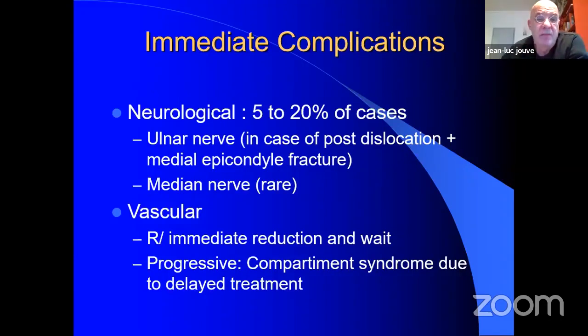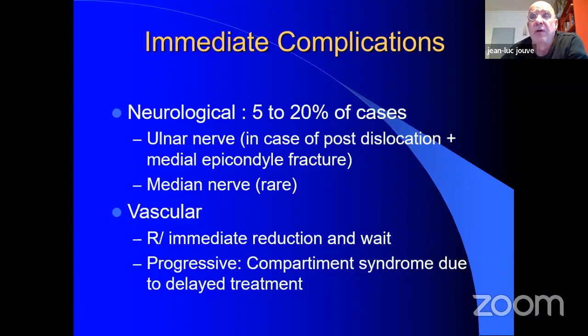Lesions of the median nerve are rare. It is the same case for immediate vascular disease. Sometimes you have temporary ischemia, but first of all, you must do the reduction of the dislocation. And if you do the reduction, in most cases, the hand will become pink, the vascularization will recover, and you have to wait a few hours to be sure that there is an ischemia, or to be sure that the pulse, the radial pulse, reappears. And if it reappears, there is no problem.